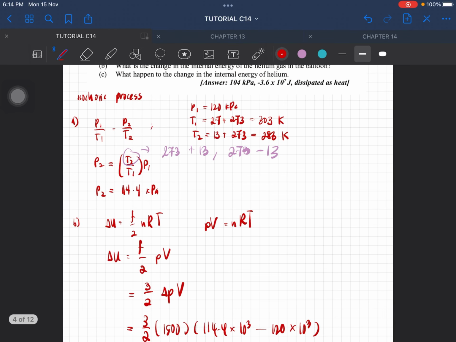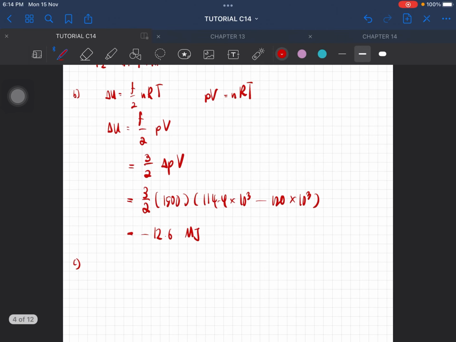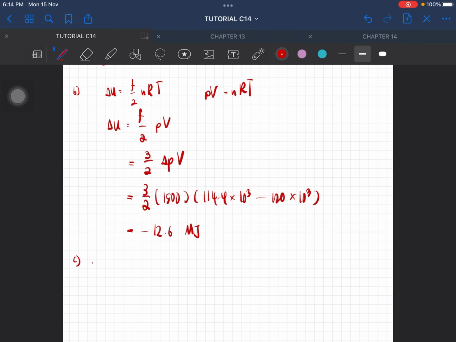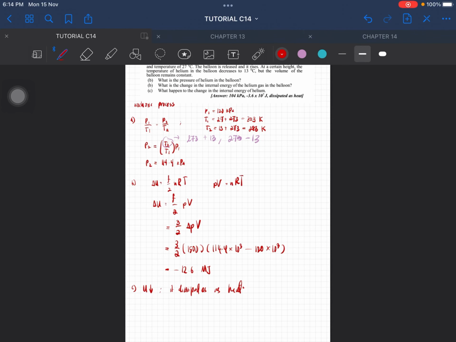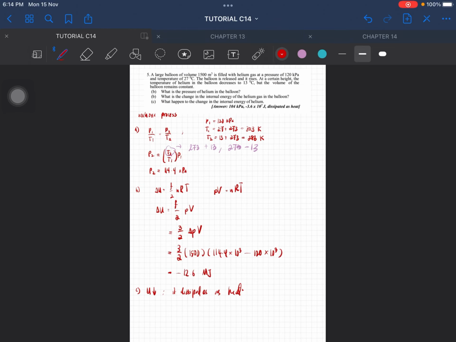And then question C, what happened to the change in the internal energy of helium? So since it is negative, the internal energy decreases because it dissipated as heat. It dissipates as heat. That's why there is a decrease in the internal energy of the system. Alright, so yeah, that is the solution for question number 5.